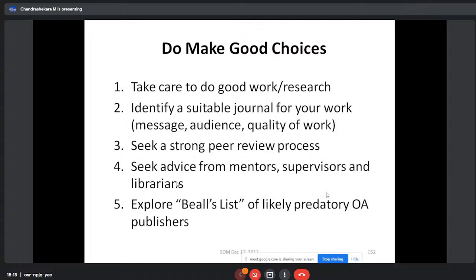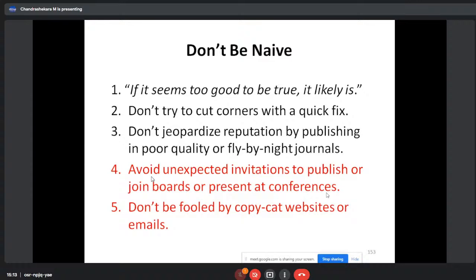Explore the whole list of likely predatory OA publishers. This is how you identify who they are. Don't publish in those. Avoid unexpected invitations to publish, join boards, or present at conferences. Don't be fooled by copycat websites or emails.